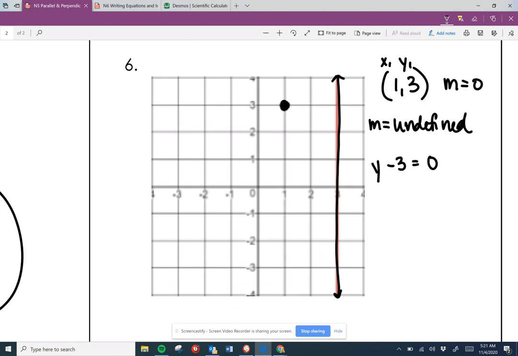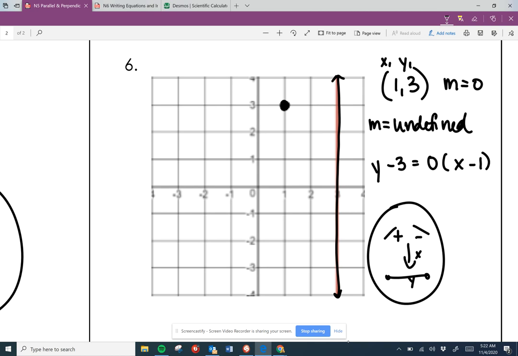Y equals 3 is a horizontal line that goes through 3. You can see this is a right angle here, and the most simplified way to write that is y equals 3. And that is how you write the equation of perpendicular and parallel lines.